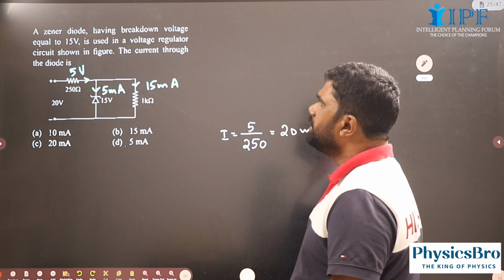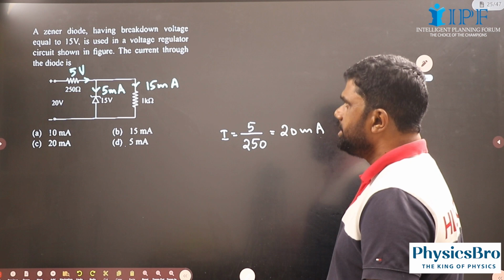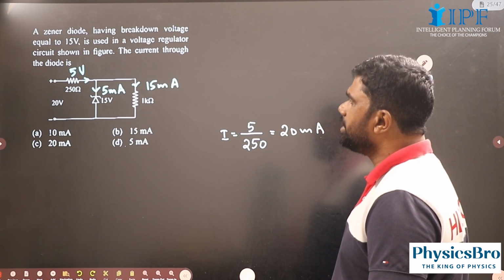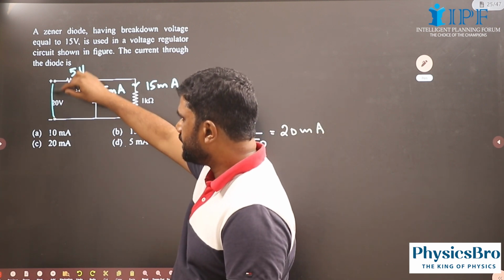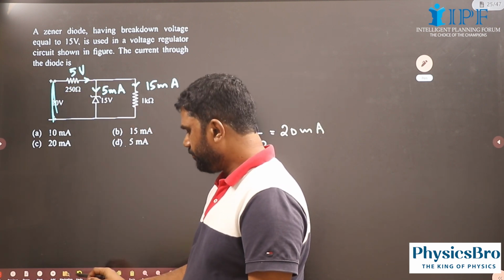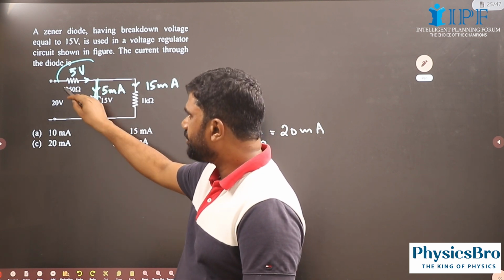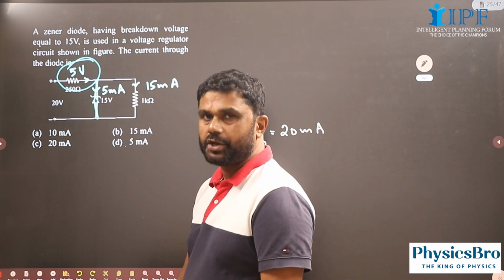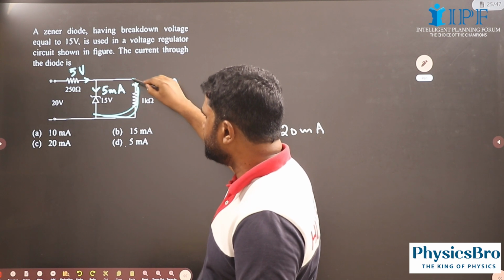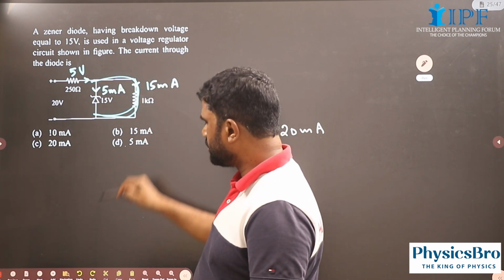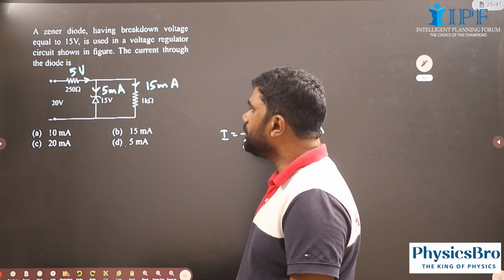Now a Zener diode having breakdown voltage equal to 15 volt is used in a voltage regulator circuit shown in the figure. The current through it is, see, the total voltage here is 20 volt, of which the voltage across the diode is 15. So the remaining 5 volt will be dropped across this 250 ohm. Now see this resistor, it is connected across the diode, so the voltage across this resistor will be the same as the voltage across the diode, and that is 15 volt.